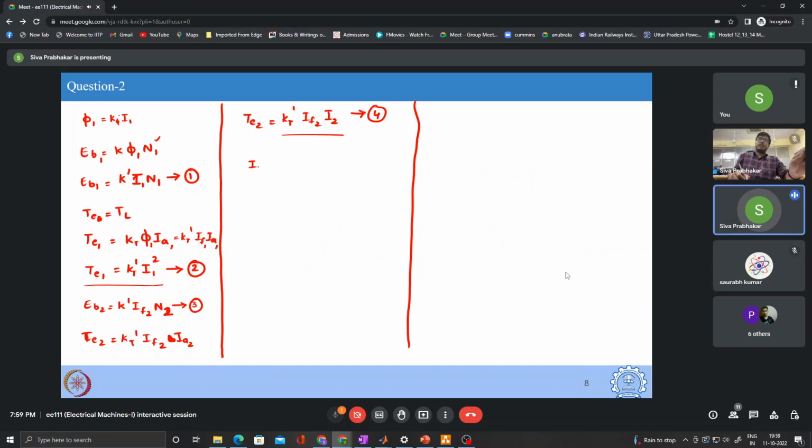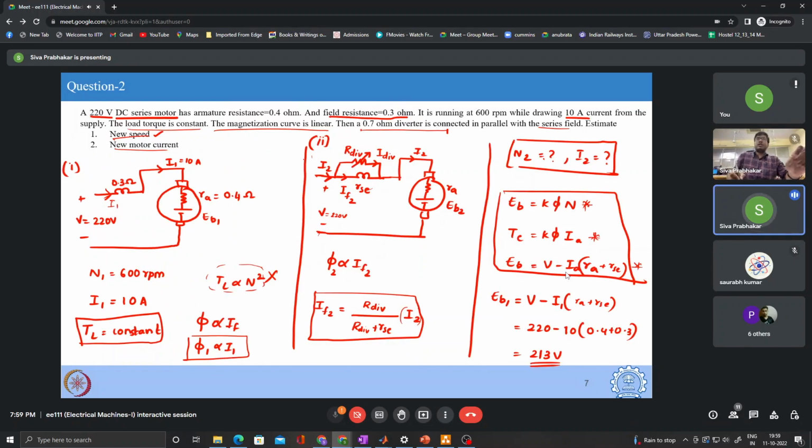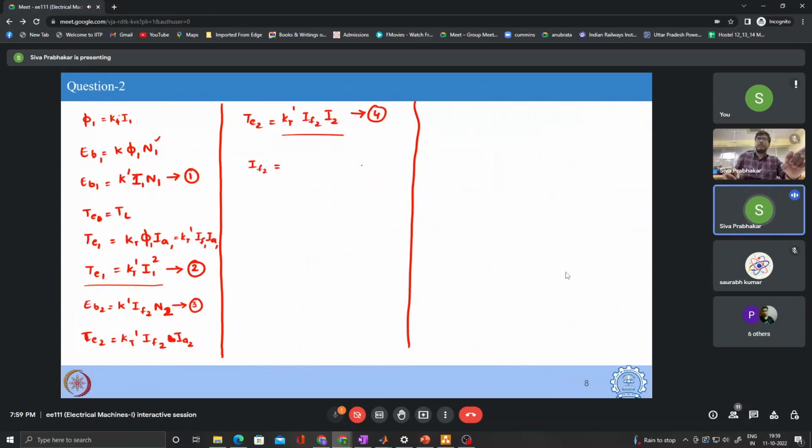Now we need to find the value of IF2. IF2 is nothing but R diverter by R diverter plus RC, into I2. RC is given to us as 0.3, and R diverter, which I am representing as R DAV, is 0.7. So it is 0.7 by 0.7 plus 0.3 into I2. So IF2 is nothing but 0.7 times I2. We got another relationship connecting IF2.